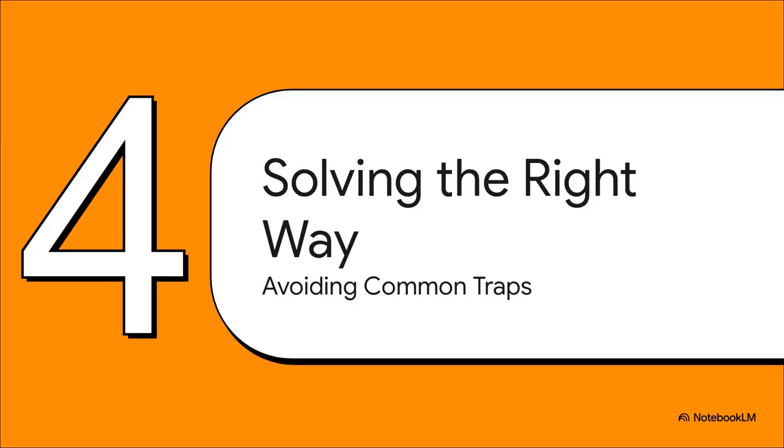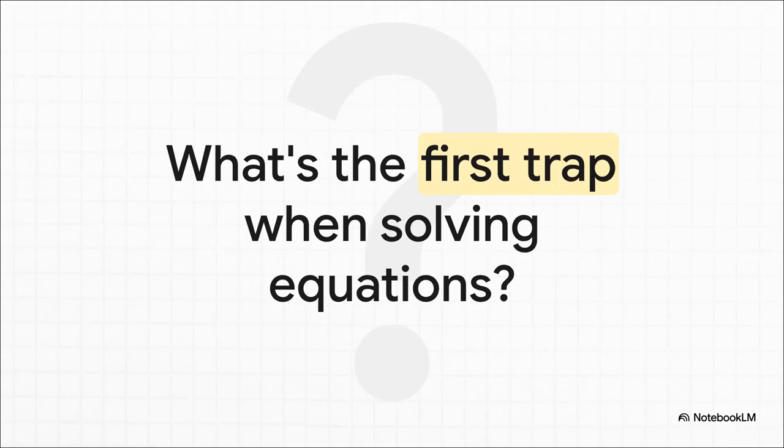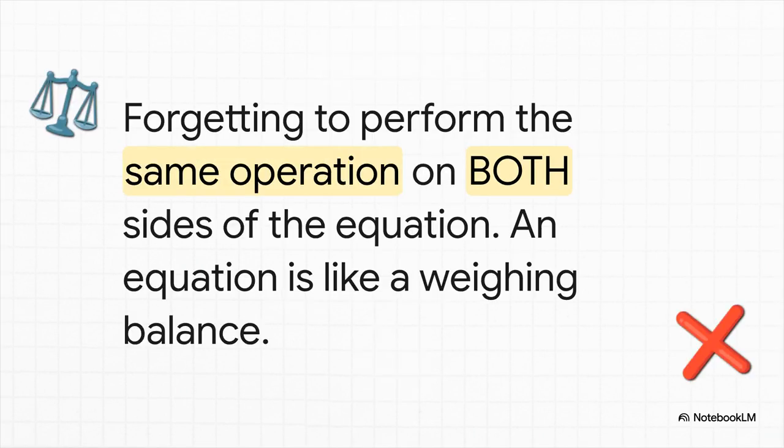All right, so we know what these equations are, we know how to graph them. Now let's talk about solving them, and more importantly, how to avoid some of the really common traps that trip people up all the time. So picture this. You've got an equation, and you need to solve for x. What do you think is the number one most common mistake people make right off the bat? It's this: forgetting to keep the equation balanced.